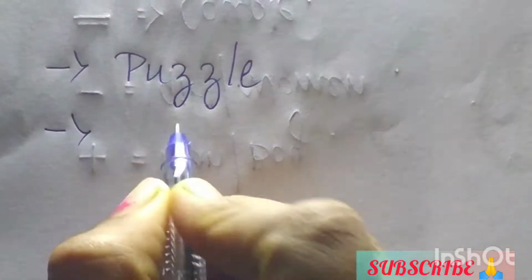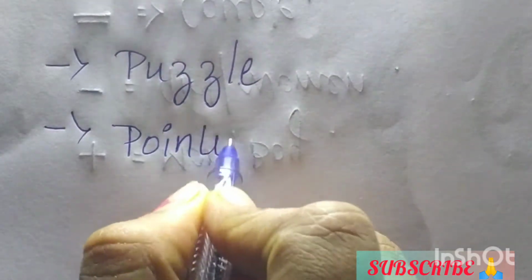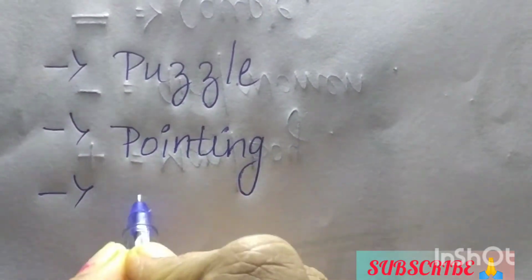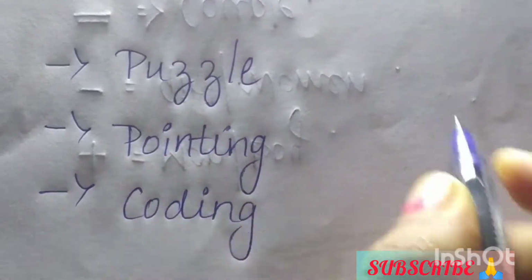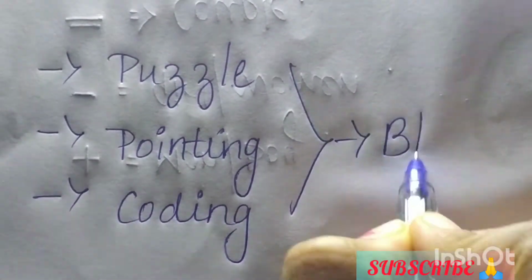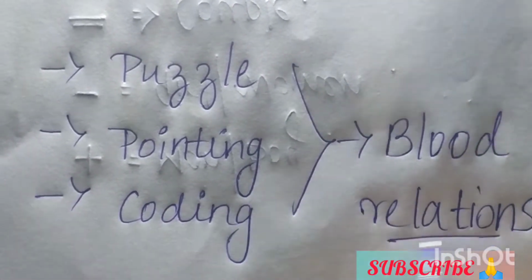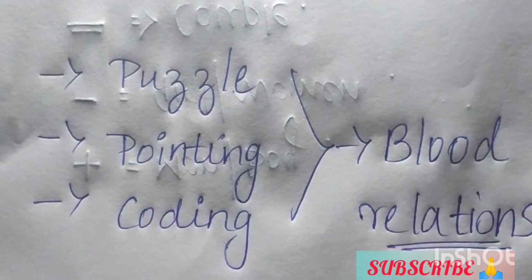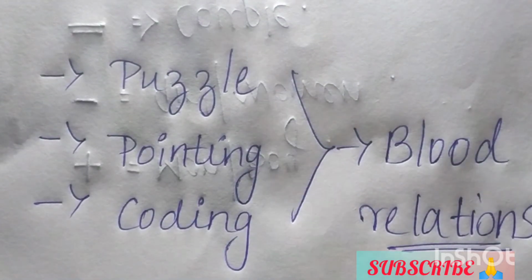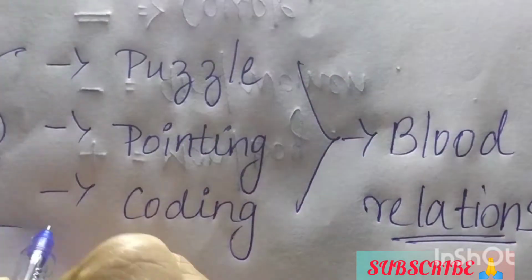Basically, when we come into this chapter, we will get three types of questions. That is puzzle type, then pointing type, and the third type is coding type. These are the three kinds of things which we get in blood relations. Now let us see some questions. First of all, we will see how the relations have been told, and then we will solve these three kinds of questions. So let us start.